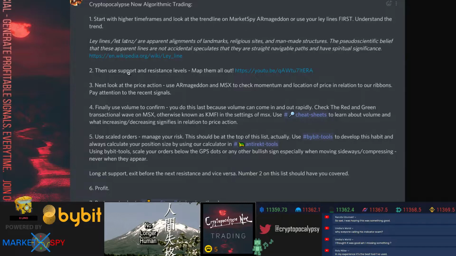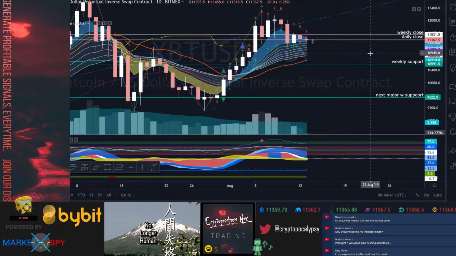Where's the annotation? Okay, so your trend lines and key lines will help you understand the trend, or AR can do it for you automatically. You then use support and resistance levels and map them all out. How? Let's take a look. Over here, I just did that for you.